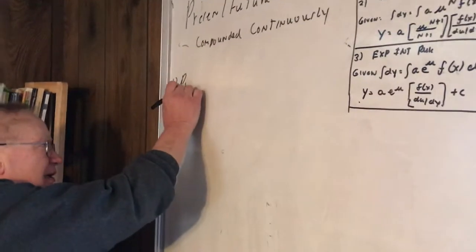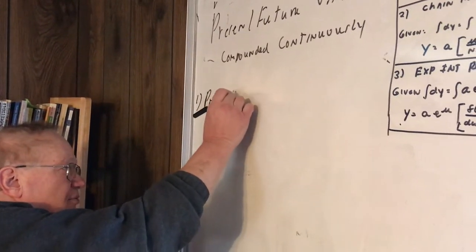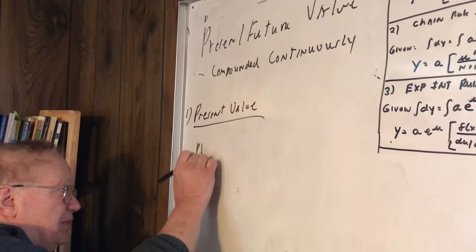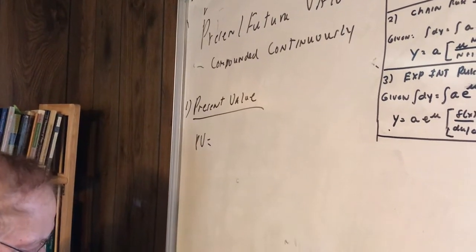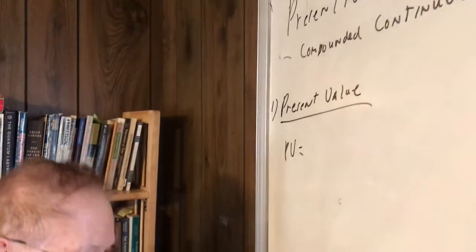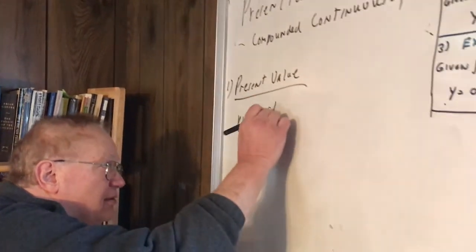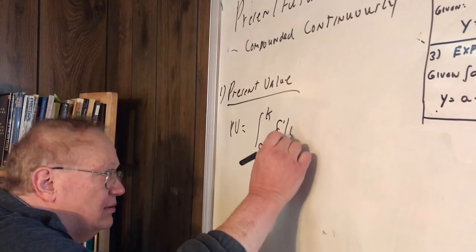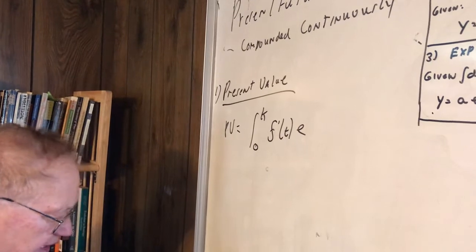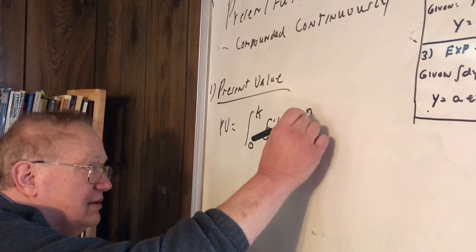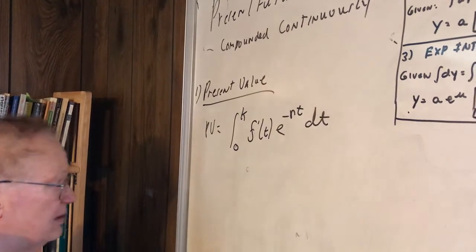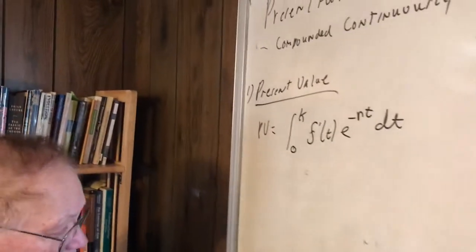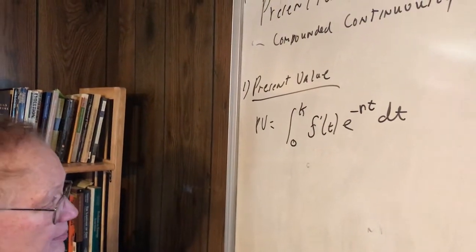They've developed continuous present value. So if I want to find the present value, PV, we have a formula. This is going to go from 0 to K. F prime t, multiplied times e to the minus rt, dt. That's our present value formula. This is the present value of a stream of income.